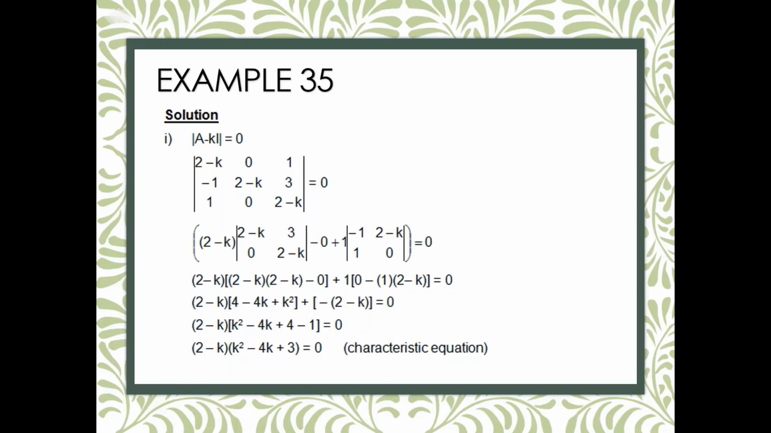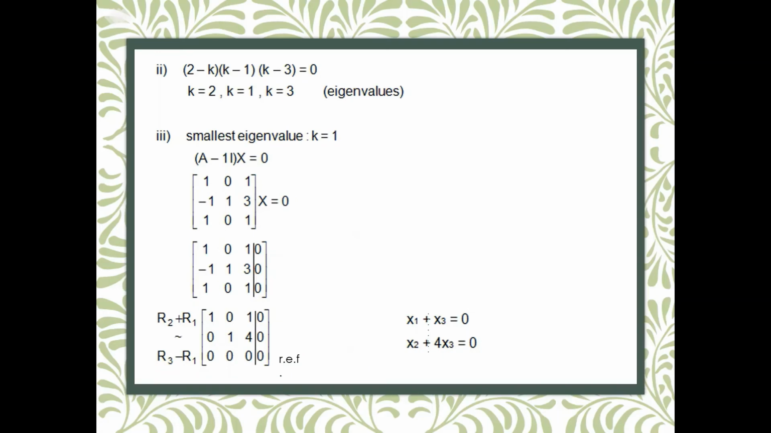Factorize the equation. You will obtain 2 minus k, k minus 1, k minus 3 equal to 0. Therefore, k equal to 2, k equal to 1, and k equal to 3 are the answers for the eigenvalues, where the smallest eigenvalue here is k equal to 1.